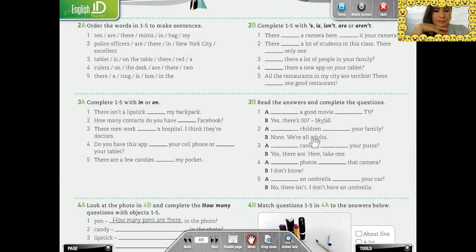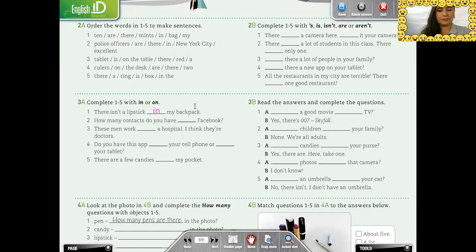There isn't a lipstick in my backpack. You said in. Wait for me, I'm going to write in here. Then we're going to check the answers. I'm going to show you the answers. Okay, in, you said. Number 2.